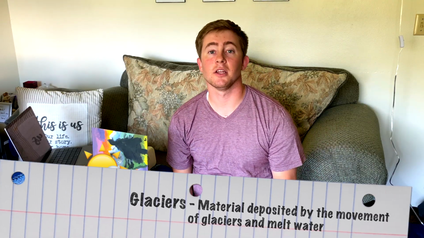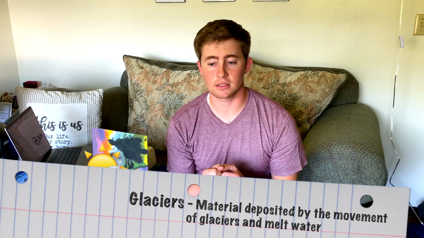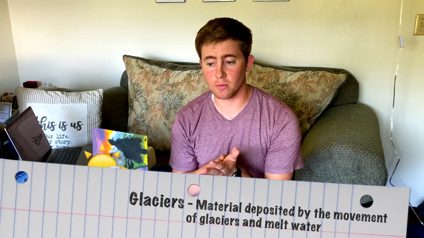Next is glaciers. Glaciers have a great effect on rocks. During the ice age, as they were moving, they were grinding up rocks underneath them into powder, and when the glaciers melted or receded back, they left behind that material that they had been moving around for thousands of years, and from that, soil is developed.